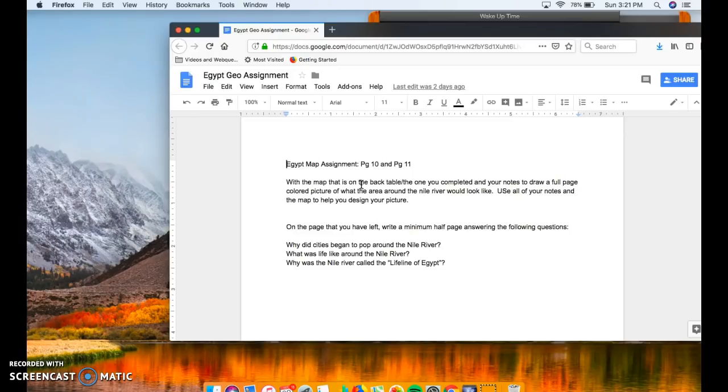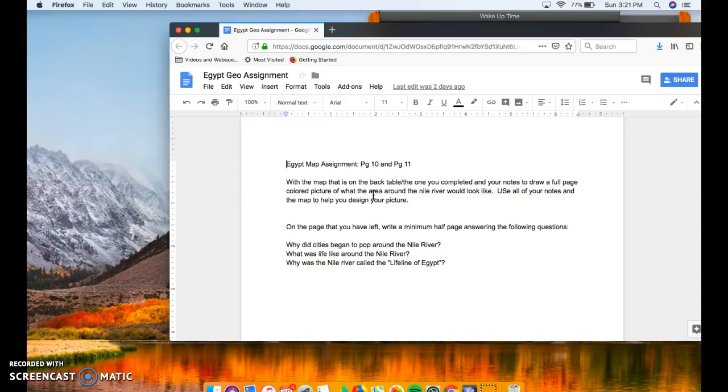You must include the Nile River, must include the area to the left and the area to the right. You can use your notes, you can use the maps, you can use Google Maps to help you. Okay, that's what's going to go on page number 10, a color picture of what the Nile River looks like. What I would suggest is you put the Nile River in the middle of the page, and then you do the area to the left and to the right of that.